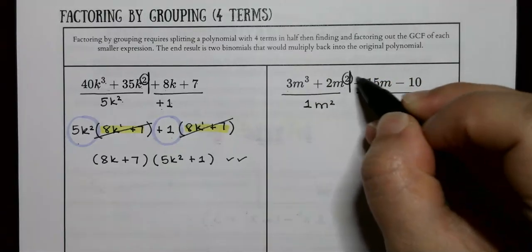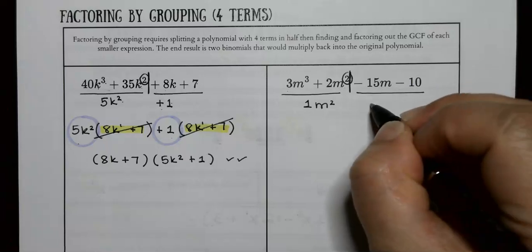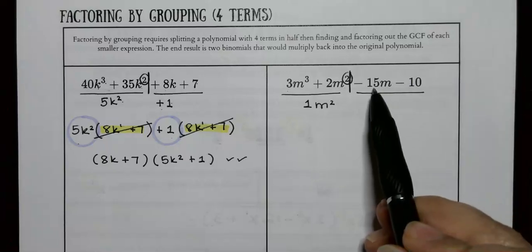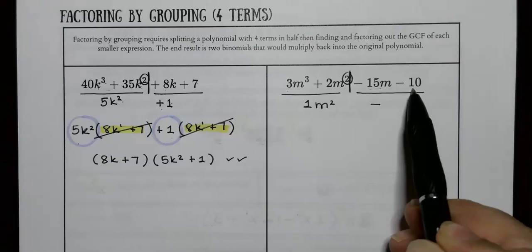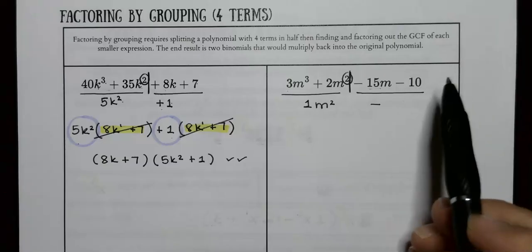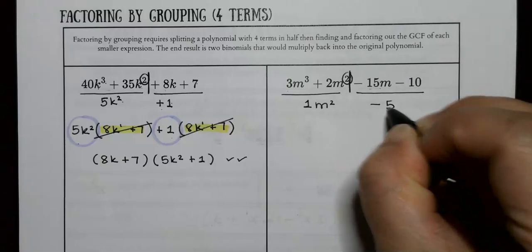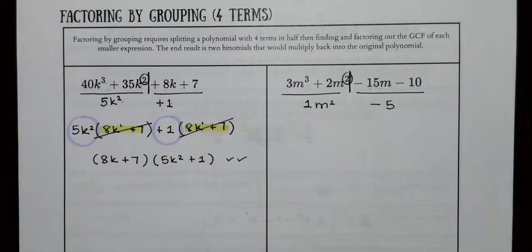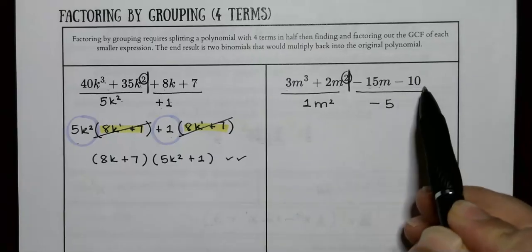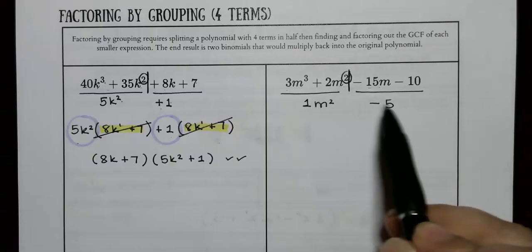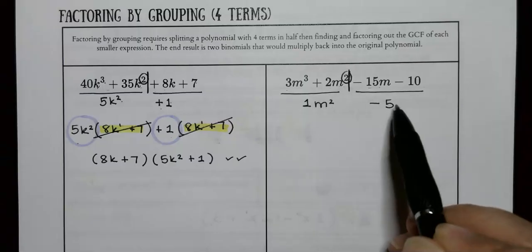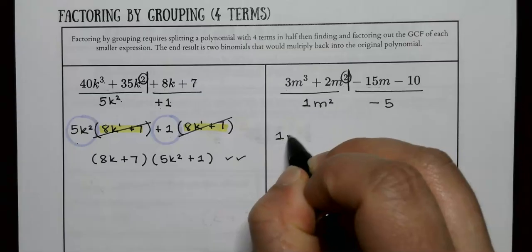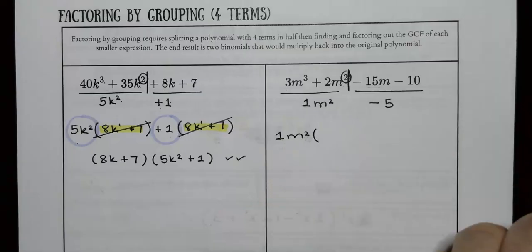All right, see this minus here? I'm going to bring it down. And then I'm going to ask myself, what divides into 15 that will also divide into 10? And the answer is 5. But that's it. Just the 5. Because even though the 15 has an m, the 10 does not. So in this case, these are my two GCFs. So we're going to say 1m squared parentheses.